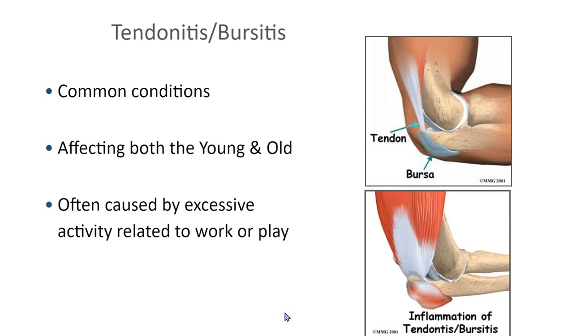Tendinitis and bursitis are two common conditions that we see affecting young people and old people. And again, it occurs around those joints, specifically the more active you are, excessive activity related to sports or exercise, you may see these type of ailments. So remember, itis is always going to refer to inflammation or infection. So in this case, tendinitis would refer to the inflammation of the tendons, bursitis, the inflammation of the bursa.